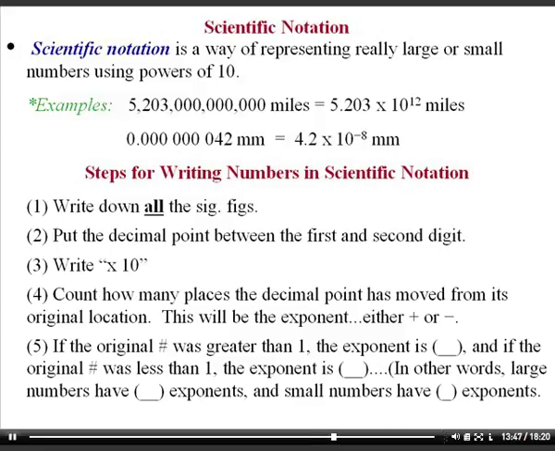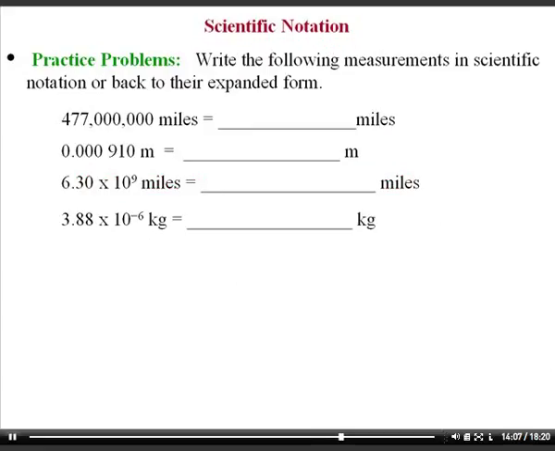Now if you moved it and the original number was greater than 1, as in a really big number, then you're going to have a positive exponent, and if your number was smaller than 1, it's going to be a negative exponent. So again, big numbers have positive exponents, and really dinky numbers like the 0.000000042 or whatever it was have a negative exponent. So we're going to do some practice problems on the next page.